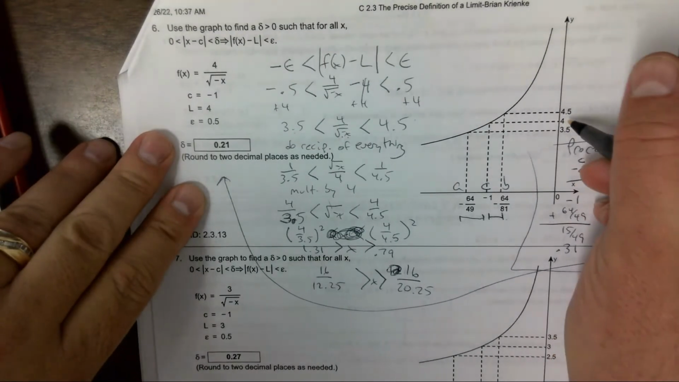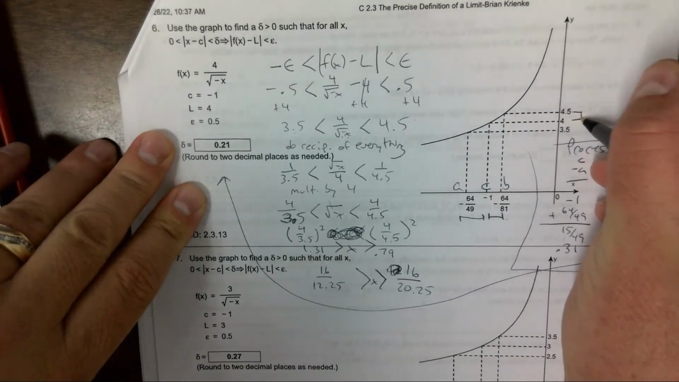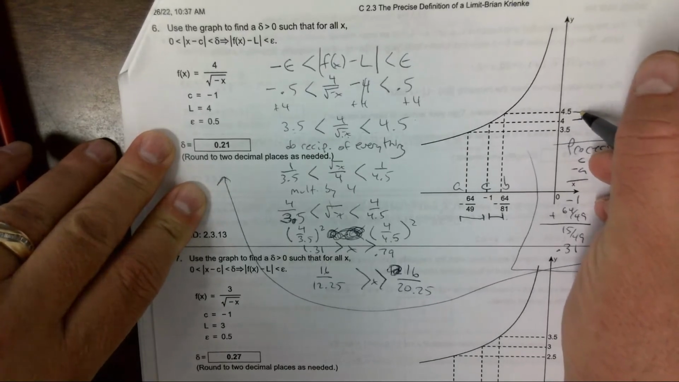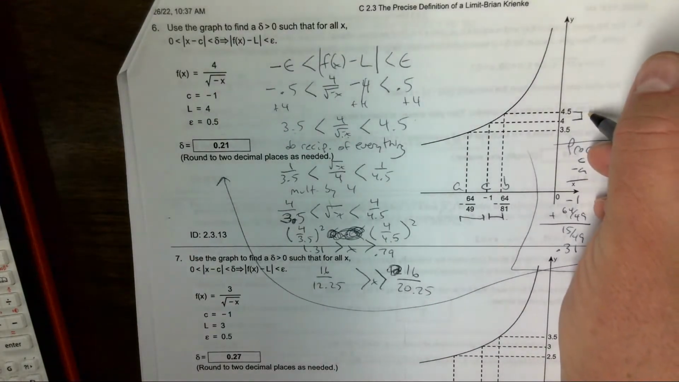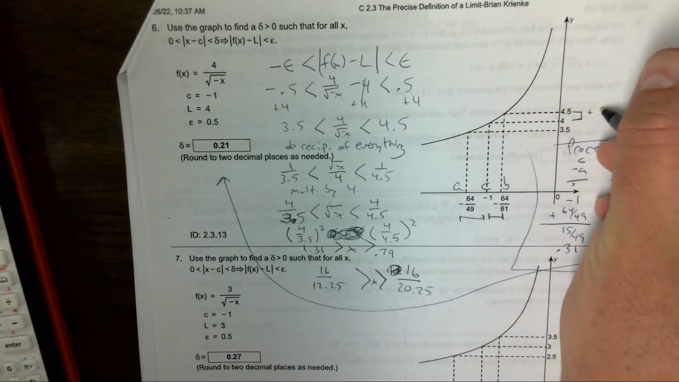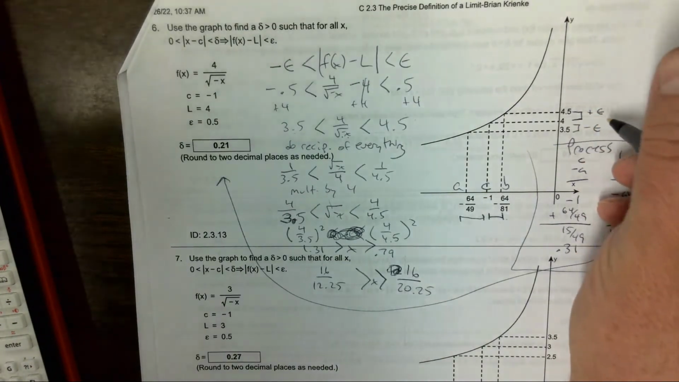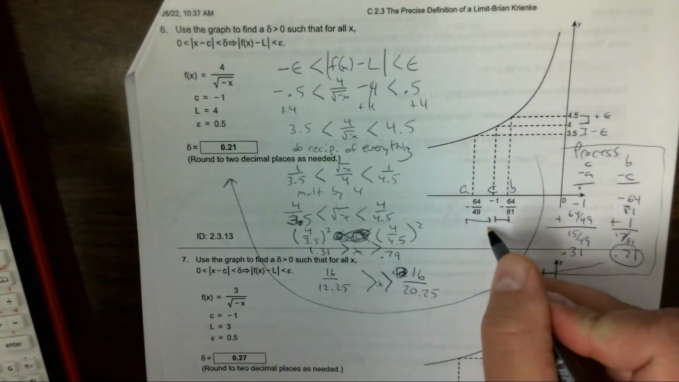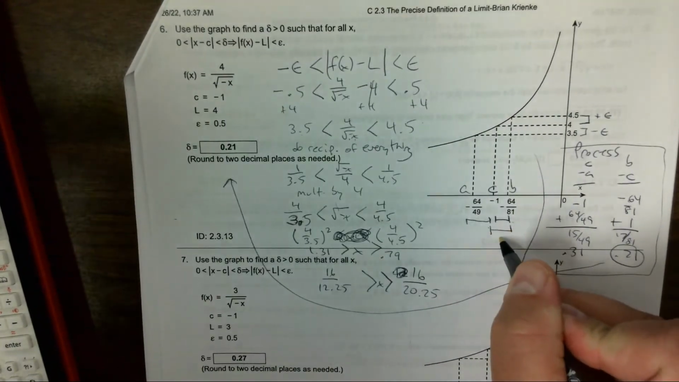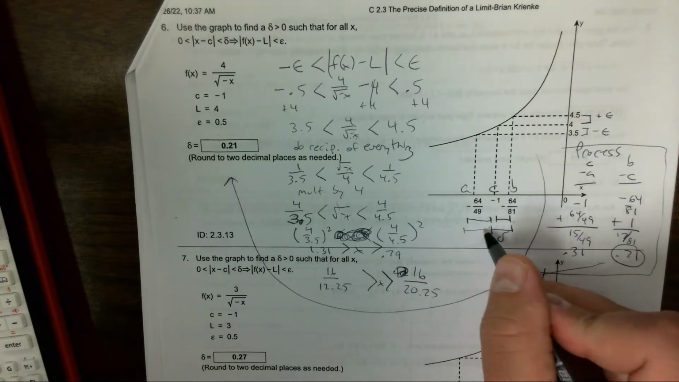I mean, it does tell you your delta. Sorry, I said that wrong. Your plus epsilon and your minus epsilon. It tells you that. And then you got to pick your delta. So do you want this part or that part?